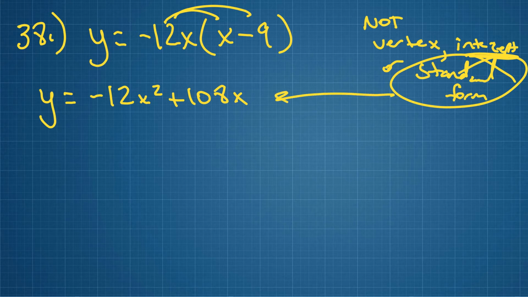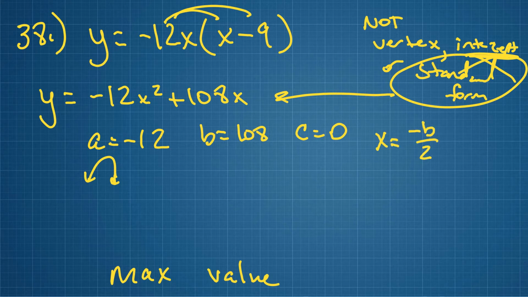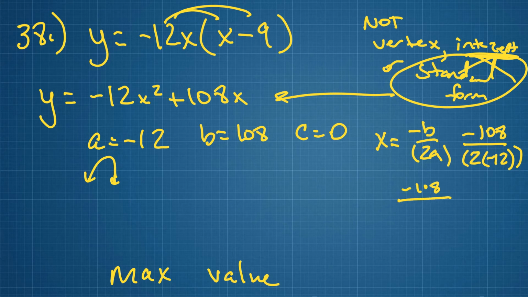Now that it's in standard form, I'm going to say a is negative 12, which once again tells me it's a frowny face. And that tells me at the end I'm going to have a max value. B is 108. C is 0. Now remember, to find the vertex, you say x equals the opposite of b over 2a. Remember, if you're going to use your calculator, put 2a in parentheses. So the opposite of 108 all over 2 times negative 12. So I get negative 108 all over negative 24, which is going to be positive 4.5.